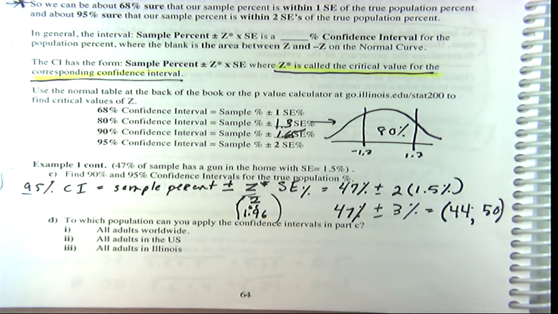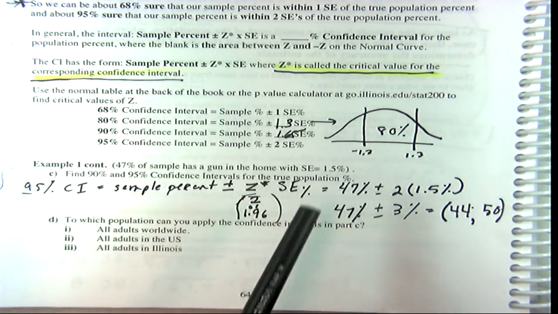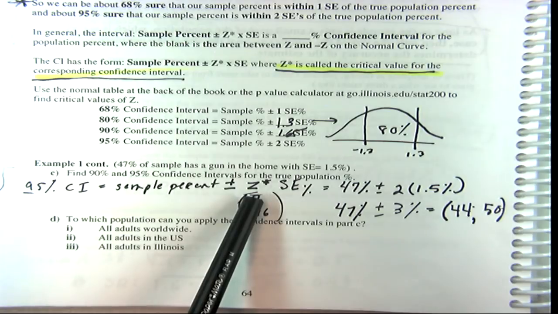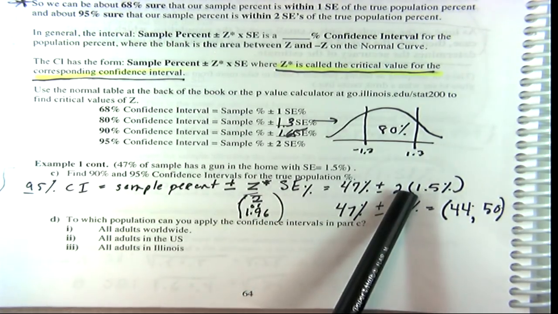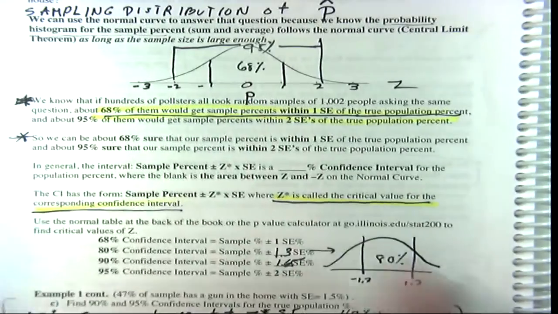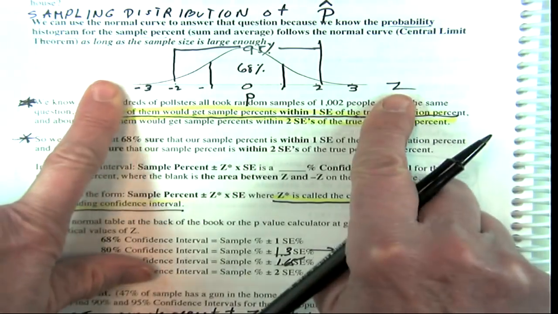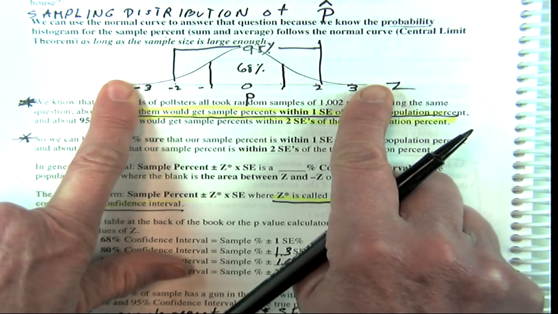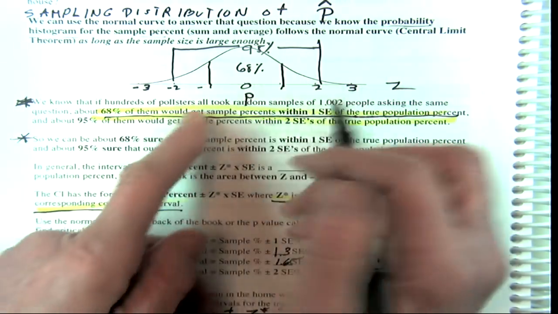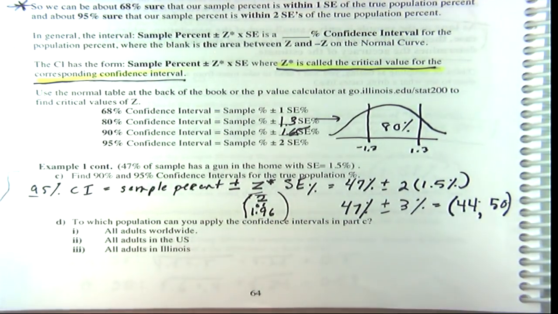Any questions on that? And the 90 would be the same way, except instead of putting 2 in here, you'd put 1.65. So that would make a smaller confidence interval. Look, if you want to be 100% sure, you're going to have a big, big confidence interval, right? So if you're only 90% sure, you're not going to have as big a range.